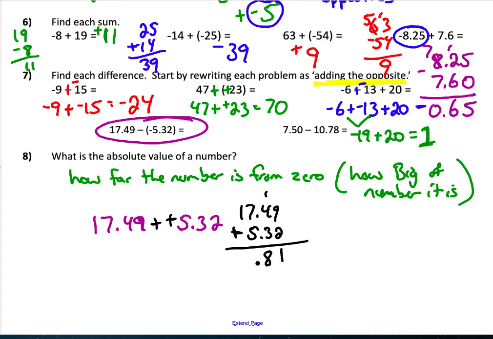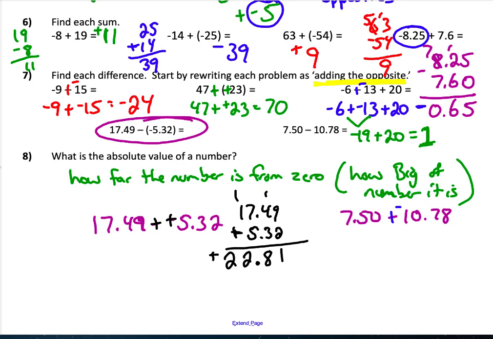That decimal just slides down. And I get 22.81. They were the same sign, so we're going to keep the sign. So it's going to stay positive 22.81. Last one on this side, 7.50 minus 10.78. I see subtraction, so I'm going to make it adding the opposite. So it's really 7.50 plus negative 10.78.